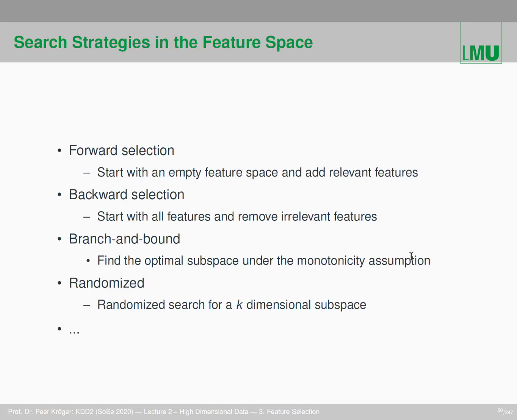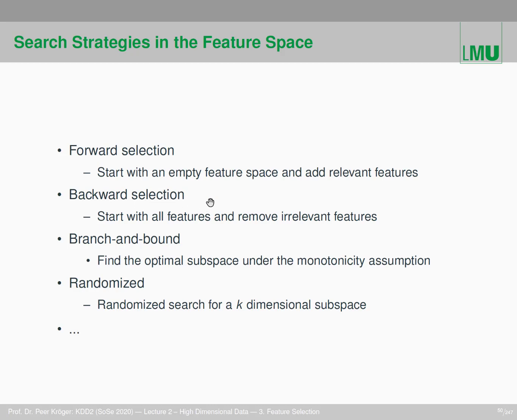Good. For the search strategies in the feature space, so this is the second question, originally the first question, now the second question we take care of. There are very different methods, basically approximation algorithms for this huge search space of 2 to the power of n possible solutions. There are typically the so-called forward selection methods. They start with an empty feature space and try to add one by one relevant features until you reach a given target dimensionality typically.